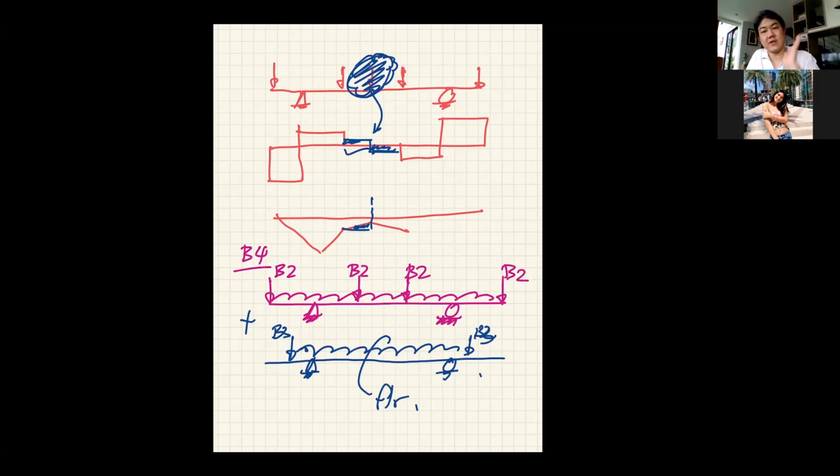To draw the shear force and bending moment diagram for B5 may take a while, but that's it. It's simple enough. Now let's move on to problem number 3. Problem number 3 is really straightforward, so maybe we don't have to talk about it, but anyway.